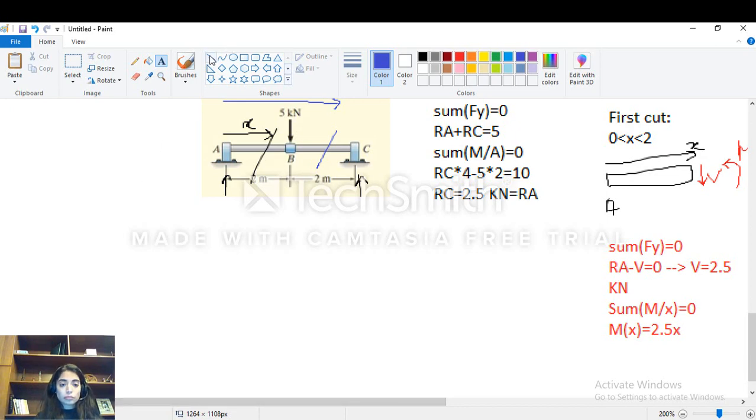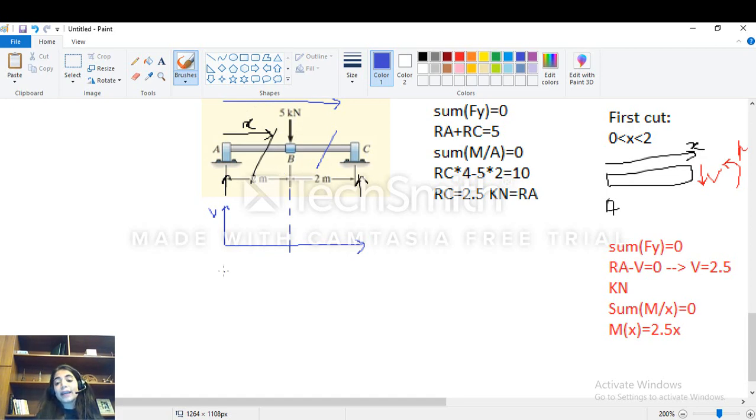So I will draw them here. I will assume that this is the diagram of V. And guys, you should pay attention to the force that will change the equation, or the force where I did a cut before and after, which is here, this point load.